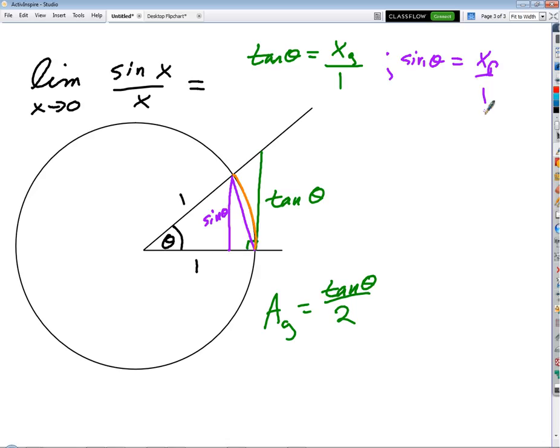And what's the area then of the purple triangle? Sine theta over 2. The purple triangle is this whole big one, that's the purple triangle that we're interested in. Height is sine theta, base is 1. So 1/2 times 1 times sine theta, so sine theta over 2, agreed? So the area of the purple triangle is sine theta over 2.